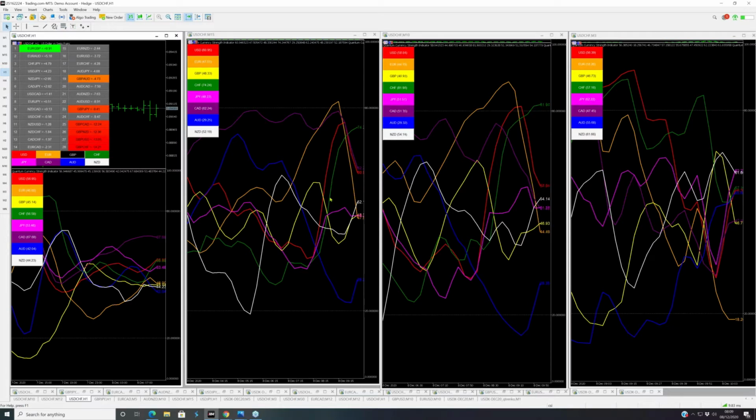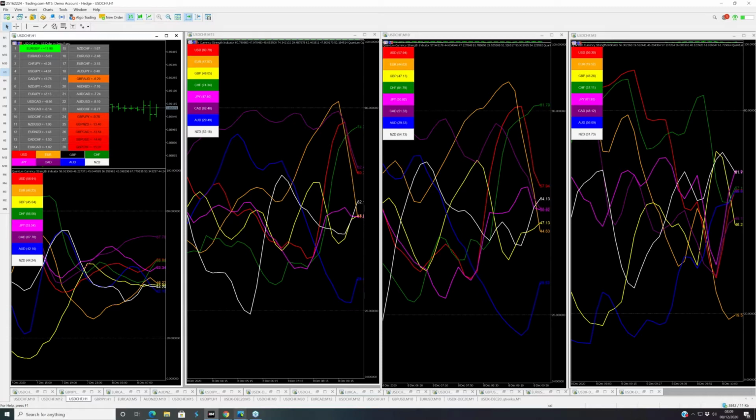What are the faster time frames telling me? Well, it's turning lower on the 3. I've got the 10-minute, well, it's a little bit of a mixed picture at the moment. But this is what these tools tell you, and that's even before you have a look at a chart.